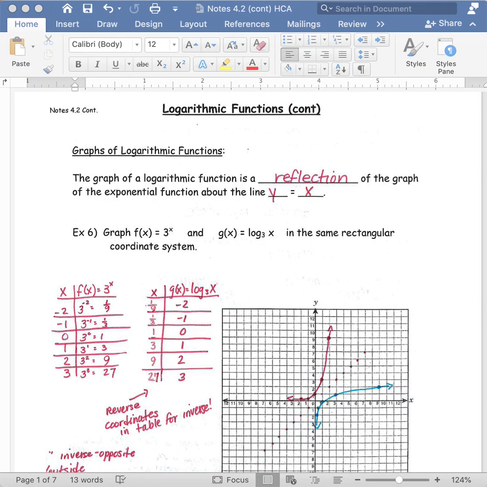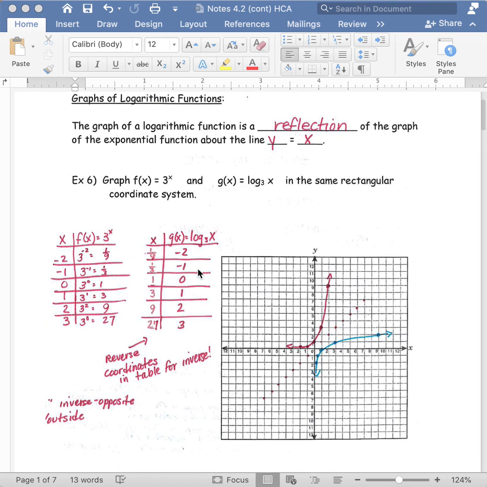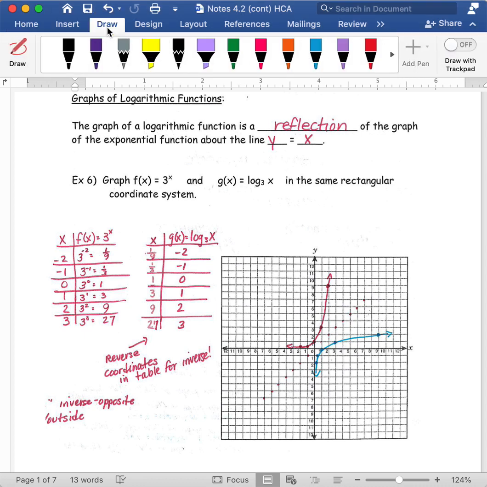Right, we have Chapter 4, Section 2 continued, logarithmic functions. The graph of a logarithmic function is a reflection of the graph of the exponential function about the line y equals x. I believe I had modeled this in class for you, for those of you who weren't in class. If you look at this dotted line right here, that's the line y equals x.